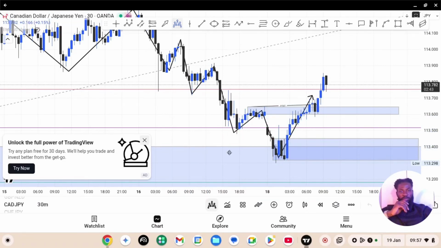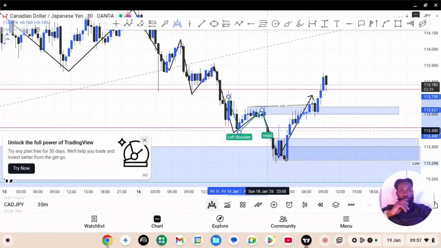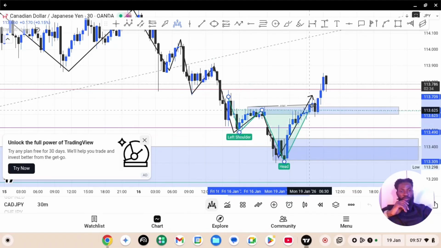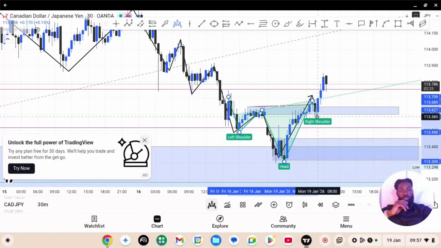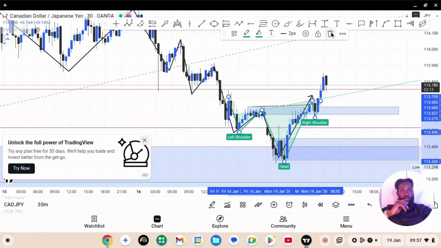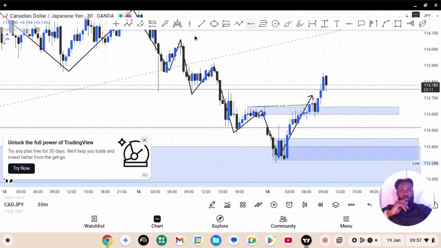Oh no, the left shoulder, the neck, sorry, the head, giving us a change of character, pulling back by giving us the left shoulder. And look at what the market is giving us, a massive bullish engulfing. This is my entry signal. Okay, this is my entry signal.